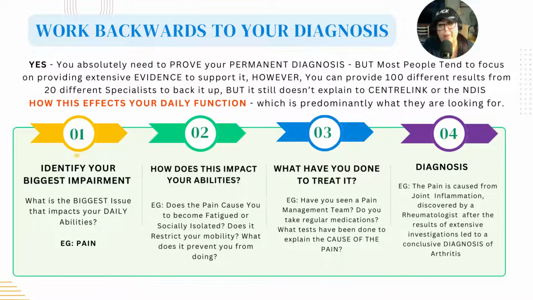So try and work backwards a little bit. I work from identifying the biggest issue that you have, so the biggest impairment. So, for example, if the main thing that's causing you an impairment or disabling you in any way, I'm using the example of chronic pain. So that would be what I would suggest as a biggest impairment.